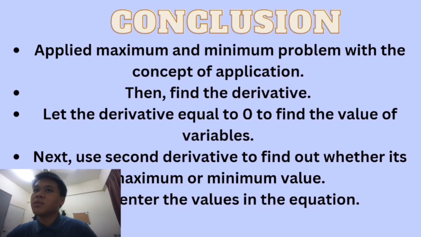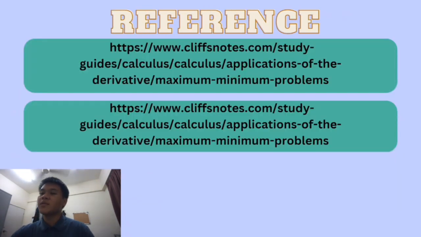Now we come to the conclusion. For applied maximum and minimum problems with the concept of application, find the derivative, and let the derivative equal 0 to find the value of the variables. Next, we use the second derivative to find out whether it's a maximum or minimum value. Last, enter the value in the equation. So that's all from us. Thank you.